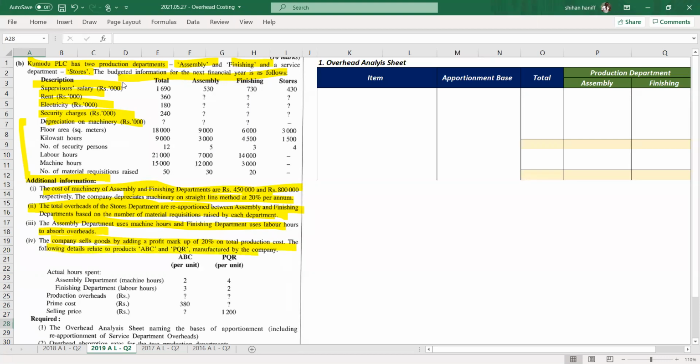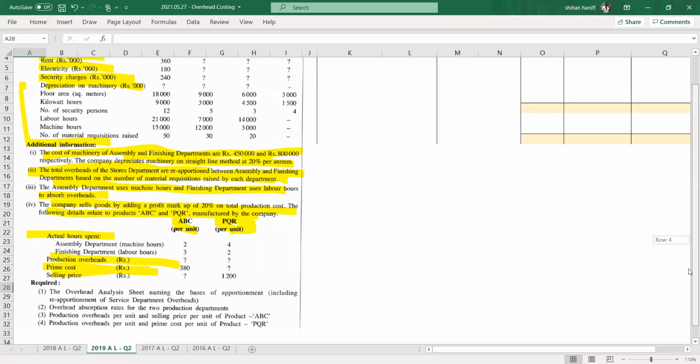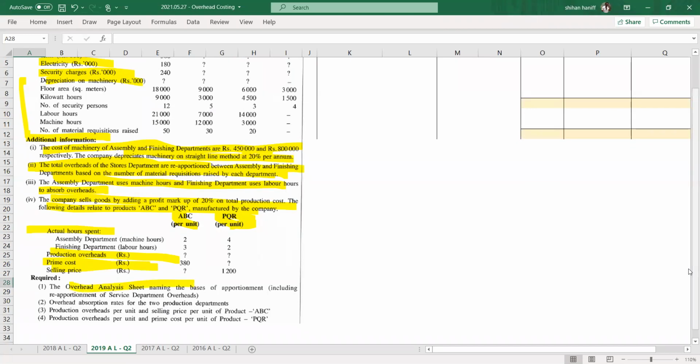The following details are relevant to the products ABC and PQ1. So there are two products, ABC and PQ1, with hours spent, production overheads, time cost, selling price. Required: first the overhead analysis sheet and absorption rate, production overhead per unit, and selling price per unit of ABC, and production overhead and prime cost for PQ1.